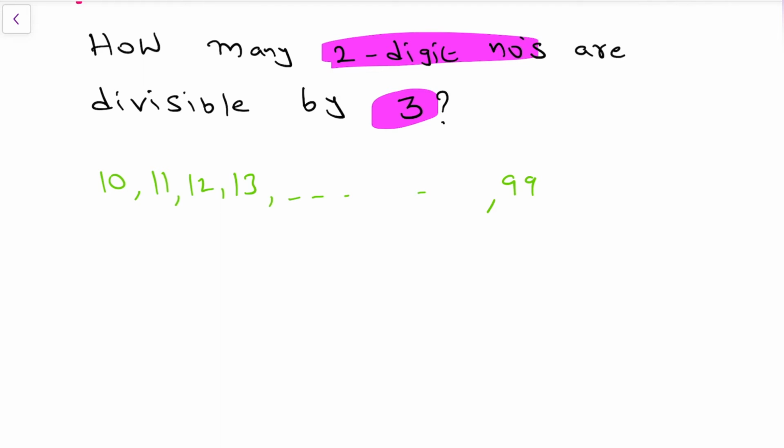But in this case, we want only the numbers which are divisible by 3. First number 10. 10 is not divisible by 3. 11 is also not divisible by 3. So, first number which is divisible by 3 is 12. Now, he is asking the numbers which are divisible by 3, right? So, keep on adding 3. 12 plus 3, 15. 15 plus 3, 18. And so on. Then what about the last digit?